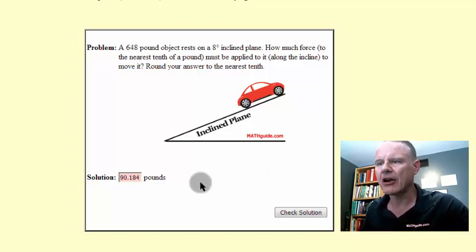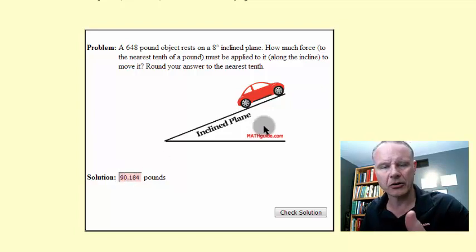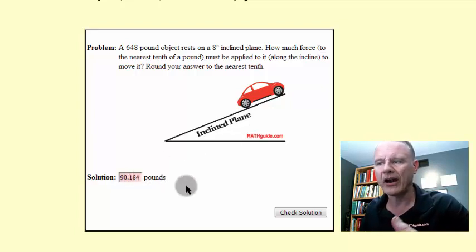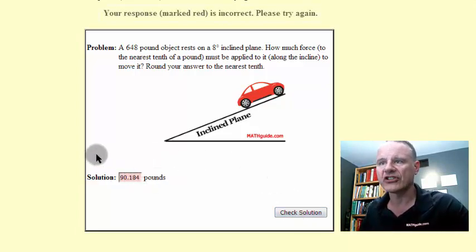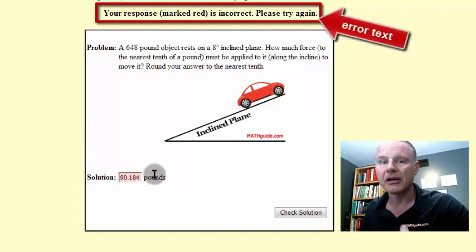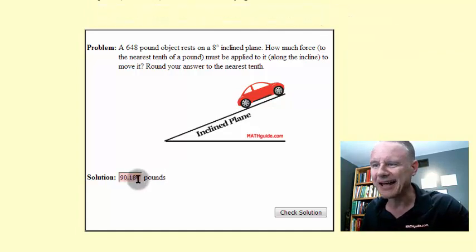And you'll notice that I already put in an answer, right? So the answer was 90.184, right? When I hit check solution, I get this red indicator. And of course, this indicator means that there's an error and we've got to try again. And you're thinking, wow, I did all the math correctly. There's got to be a problem with the website. Nope, not a problem with the website.